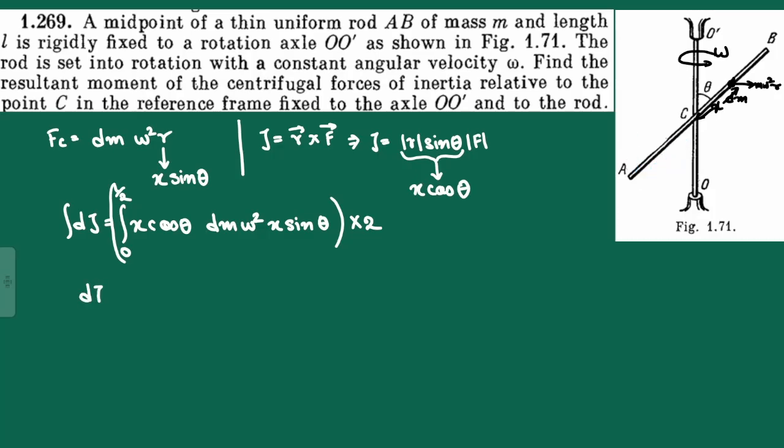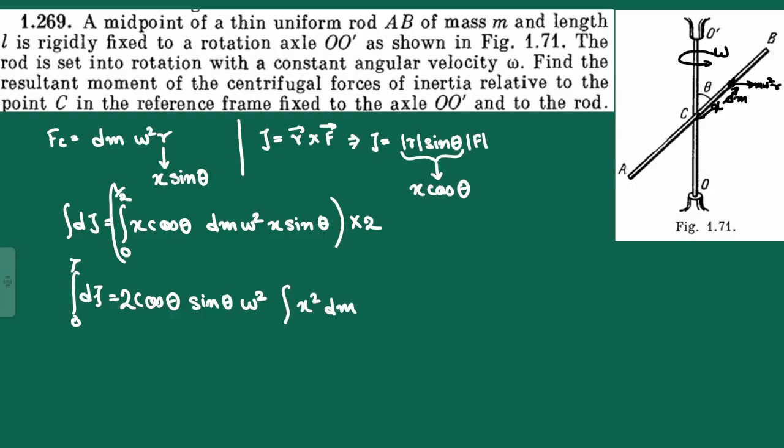So the net torque tau is equal to, let's take all the common terms outside: cos theta sin theta into omega square and into 2. What is inside the bracket? Inside the bracket is nothing but x square into d.